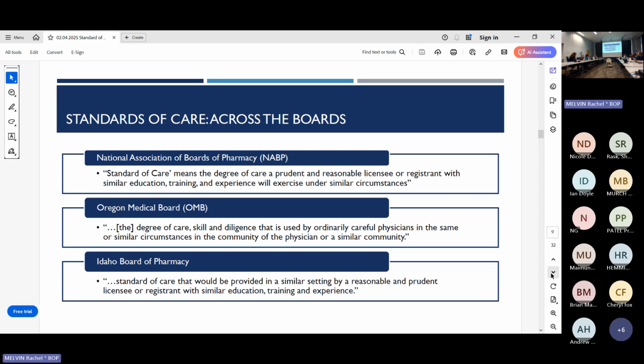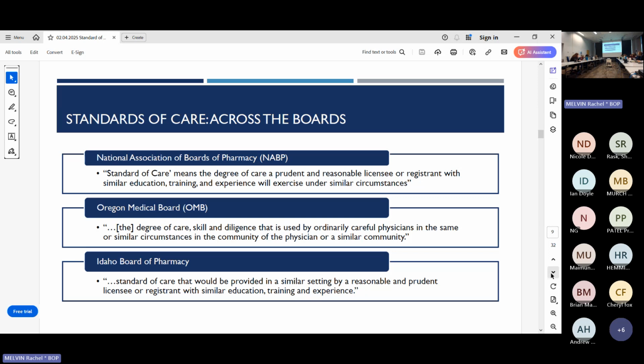And the Idaho Board of Pharmacy recognized that many of its laws had become outdated and disconnected from public safety and instead stifled the emergence of new technology or practice models that could improve patient care. So we looked at NABP's definition. Standard of care means the degree of care a prudent and reasonable licensee or registrant with similar education, training, and experience will exercise under similar circumstances.